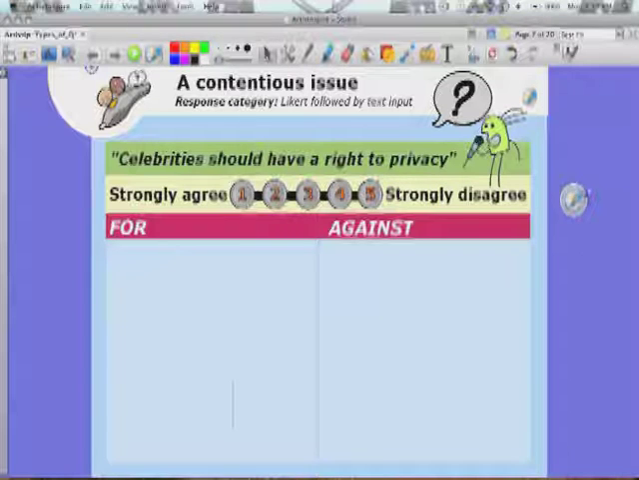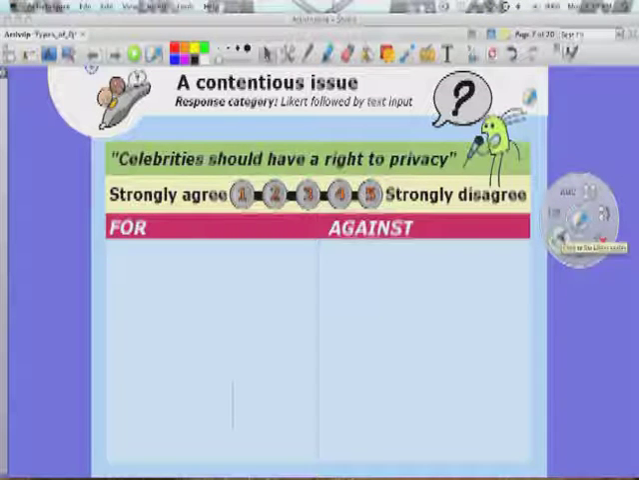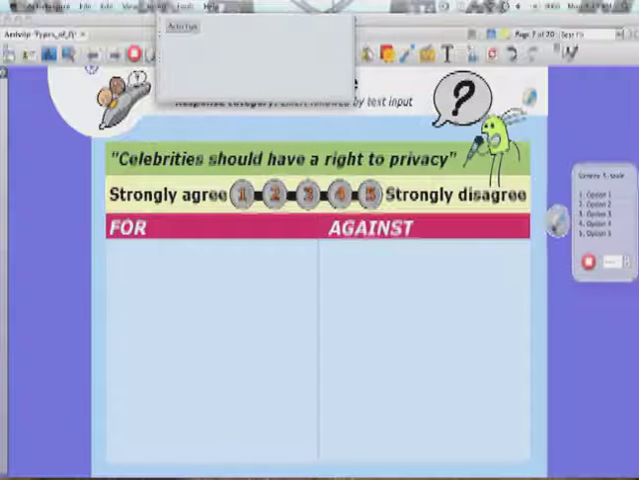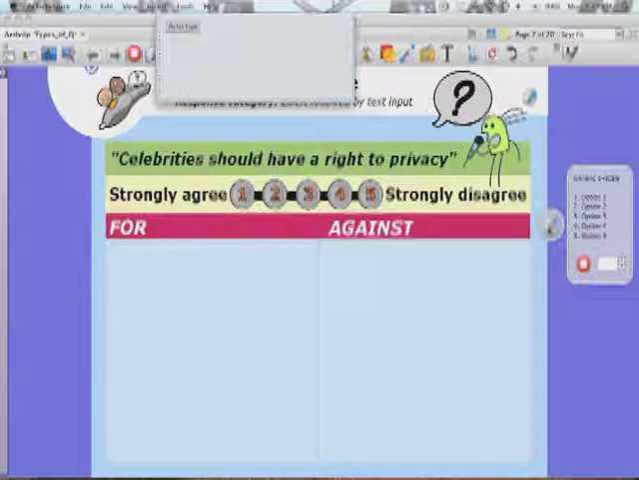I'm going to click on my Express Poll. We're going to go to a Likert scale. We're going to do a 5. And now my students can vote in. Again, in this case, I'll be playing the role of student, and I'm going to go with my answer.